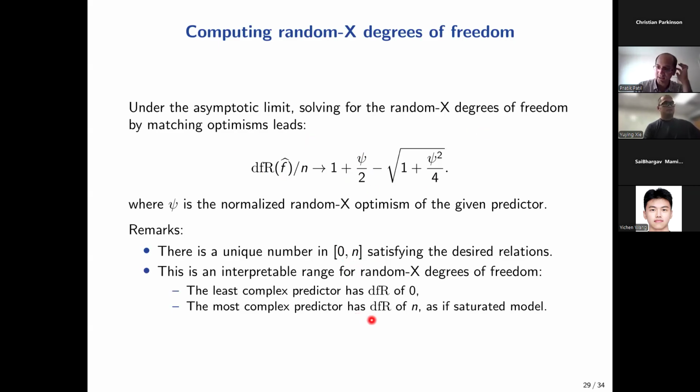And this range, I think, yeah. So this goes back to the question we had before, is that you can roughly think of 0 as the least complex and n as the most complex, where n is more like a saturated model.